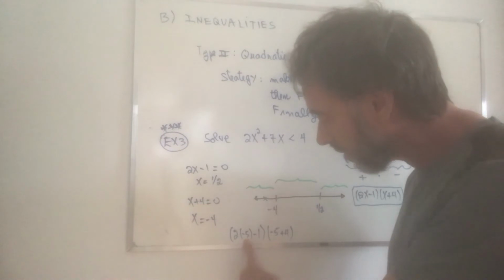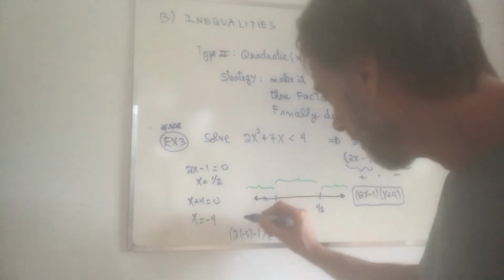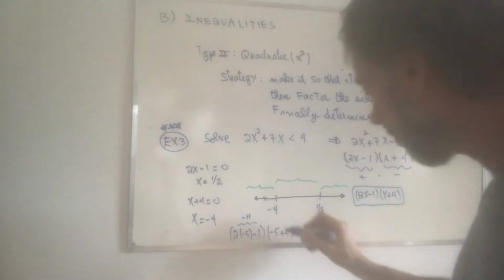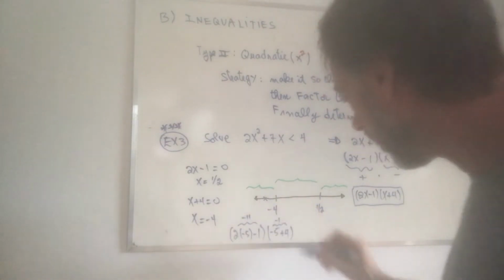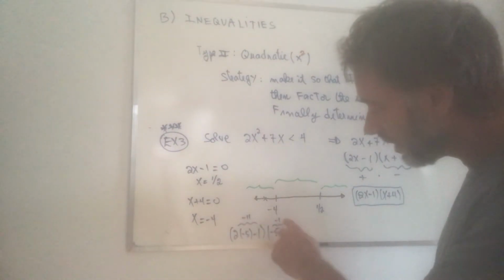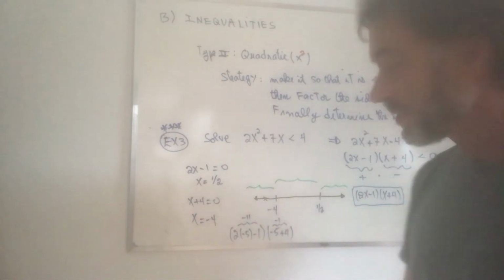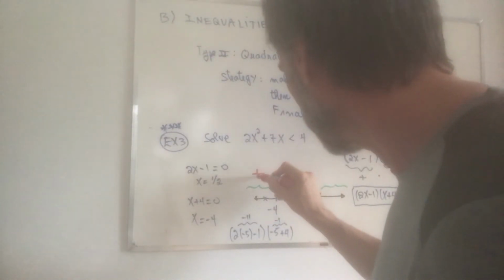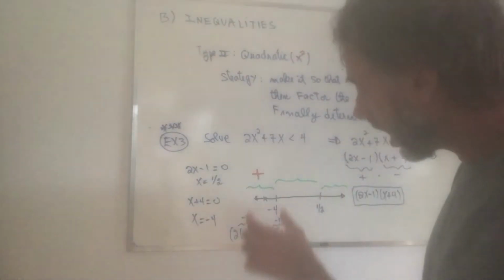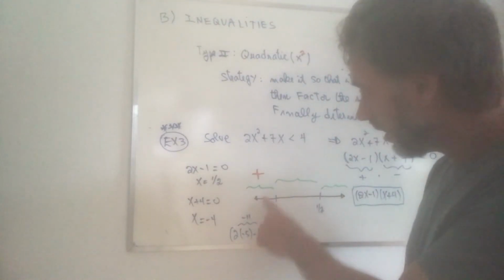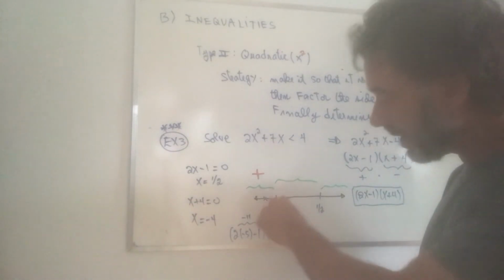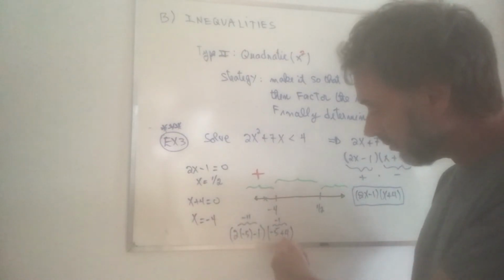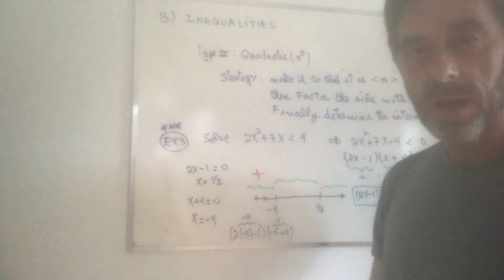2 times minus 5 is minus 10, minus 10 minus 1 is minus 11. Minus 5 plus 4 is minus 1. What happens if you multiply minus 11 with minus 1? You get plus 11. So you get a positive number. That's why I'm going to put here, on top of that interval where I picked the minus 5, a plus. Because any number in this interval from minus infinity to minus 4, any such numbers that I put into my inequality here will generate a plus.